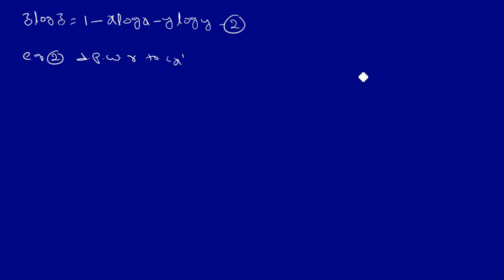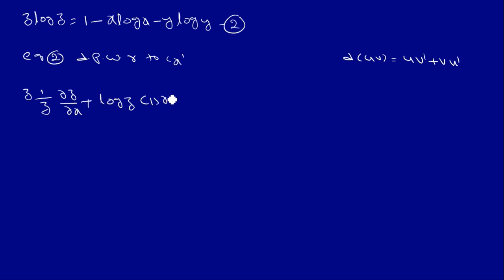Here we use the UV formula: differentiation of UV equals U V' plus V U', the first term into differentiation of the second term plus the second term into differentiation of the first term. So first term z, differentiation of log z is 1 by z into ∂z/∂x, plus the second term log z into the differentiation of the first term, which is 1 into ∂z/∂x.